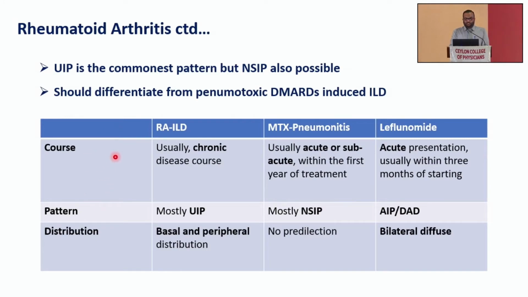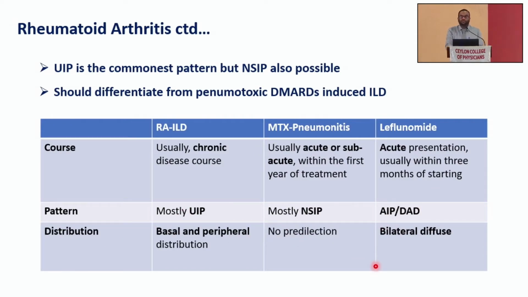From the disease course, RAILD has a chronic course, and methotrexate-induced pneumonitis has an acute or subacute course. Usually they present within one year of starting treatment. And leflunomide has a more acute presentation, within 3 months after starting. And the pattern is, RAILD, like I said, is a UIP pattern in the HRCT, methotrexate-induced pneumonitis is usually NSIP, and leflunomide has an AIP pattern, a diffuse alveolar damage pattern. And distribution also has differences.